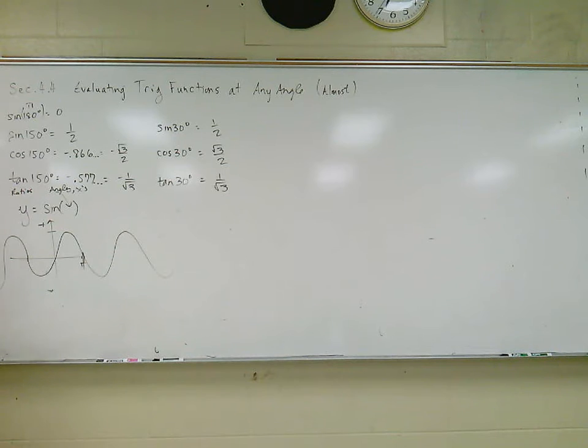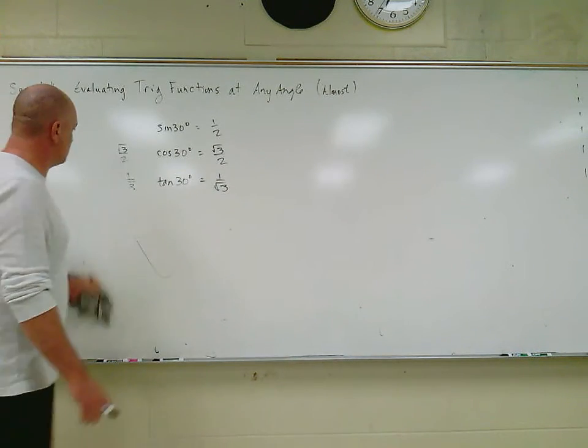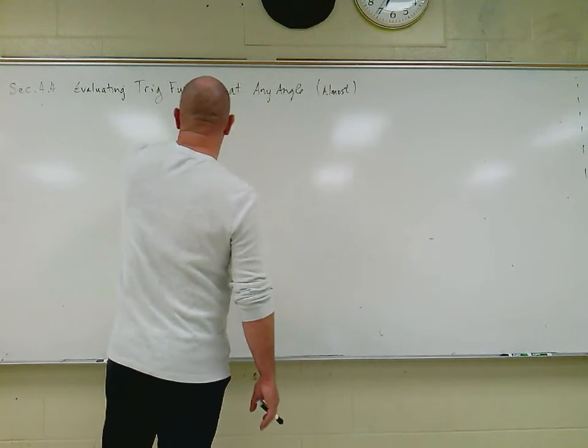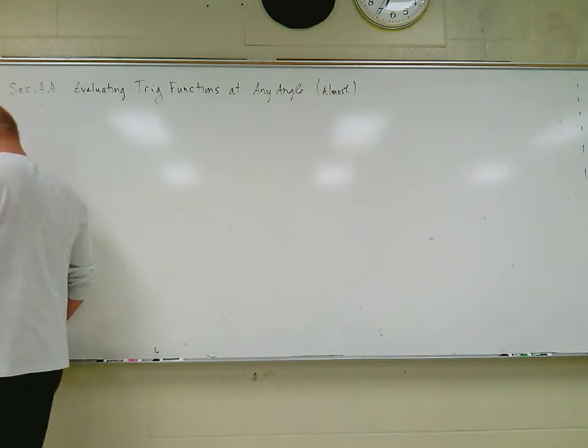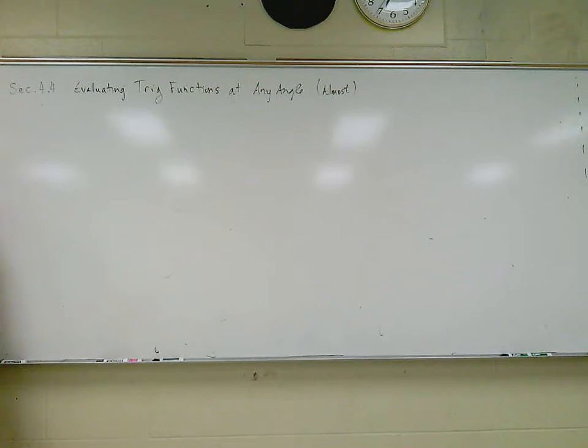How do we get these by hand without a calculator? Okay, I'm going to erase. Is that okay? All right. I'm just doing sine, cosine, tangent, because if I want cosecant, secant, cotangent, we just do what? Flip. All right, so this saves time.